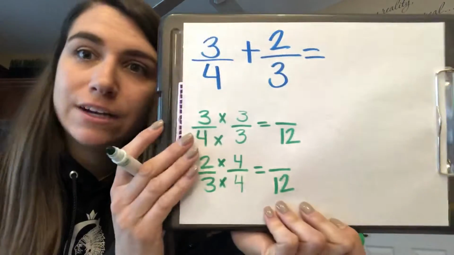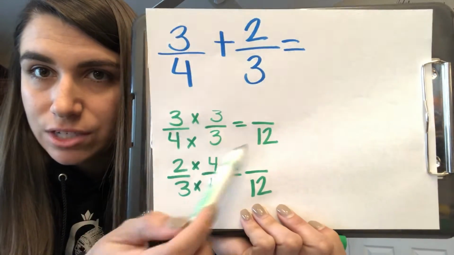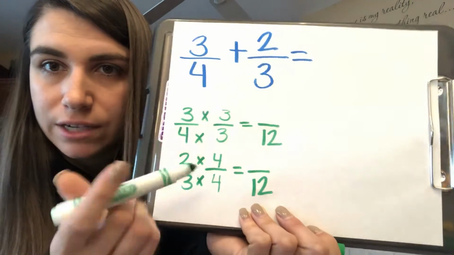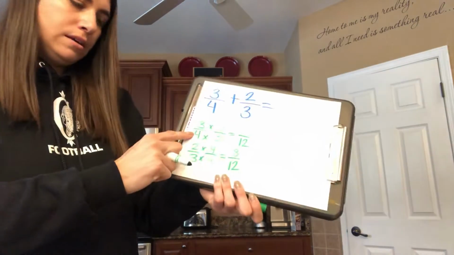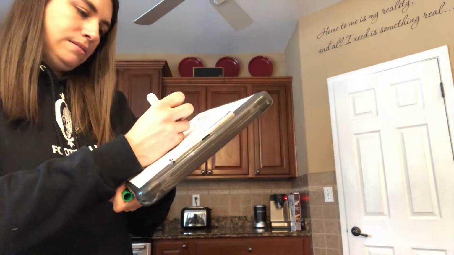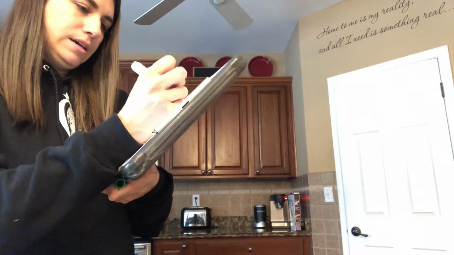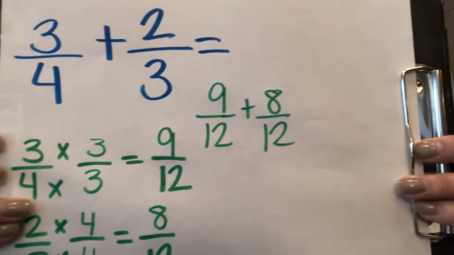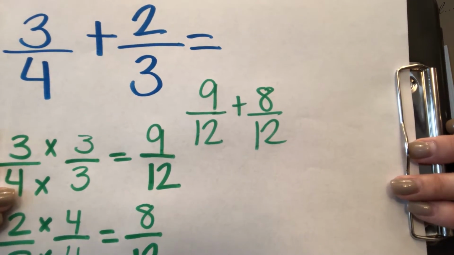So for my class, I know we talked about multiplying by the opposite number, the opposite denominator to get that same denominator there. All right, so then 2 times 4 is 8, and 3 times 3 is 9. So I have 9/12 plus 8/12. So if you haven't gotten this far yet, go ahead and pause your screen and solve. Add those two together.